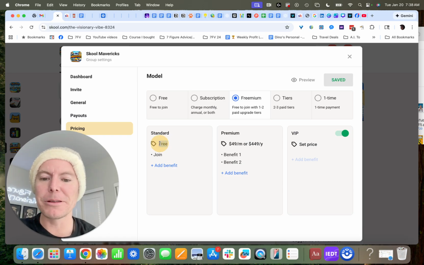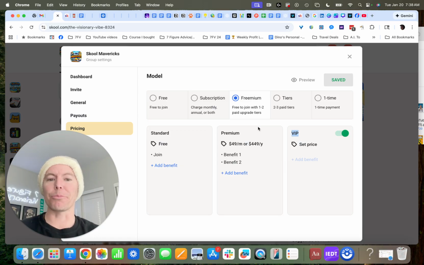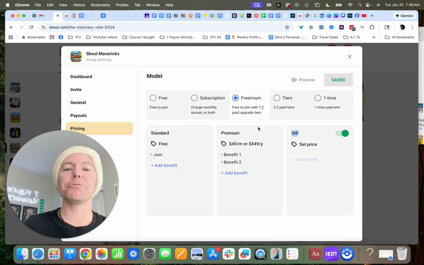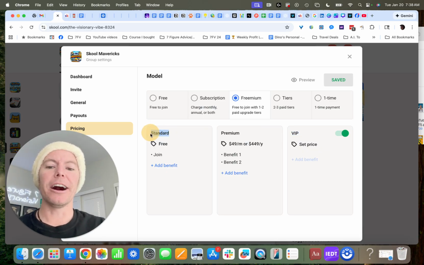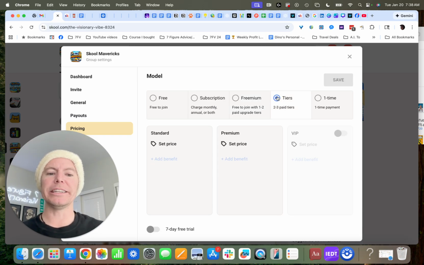If you start with the freemium model, you can still monetize because you have your premium offer, your VIP offer, your standalone courses, your private offers, and different upsells on the inside of your community. So there's plenty of ways to still monetize your free members. But start with freemium and grow to like 30 members in your community. Once you have grown to 30 members, switch to the tiers model.